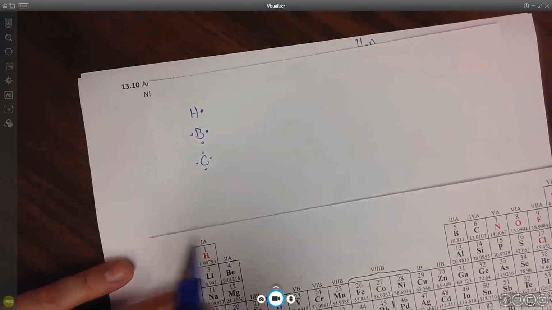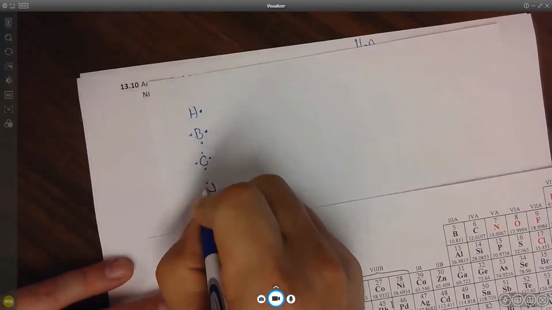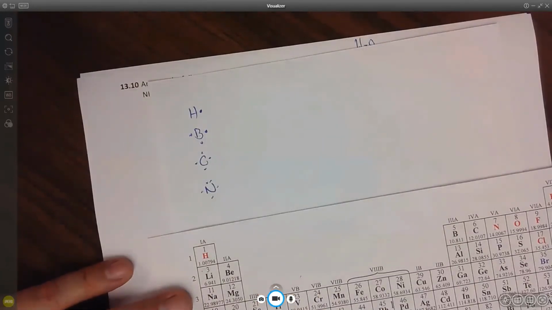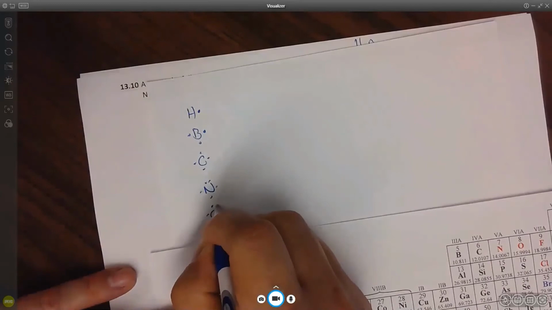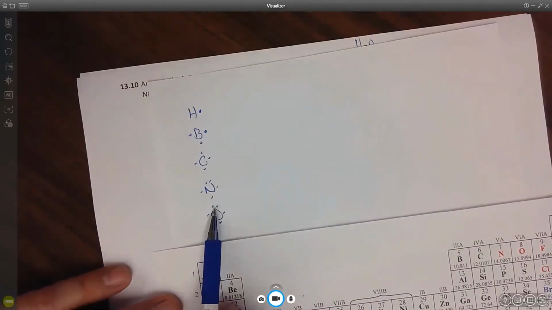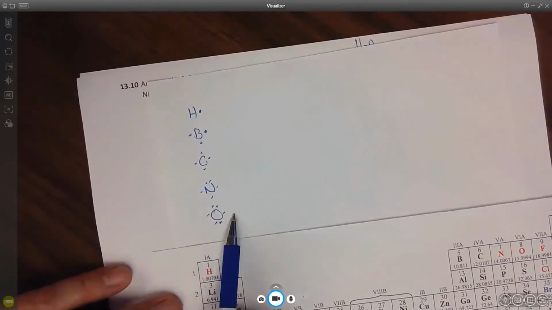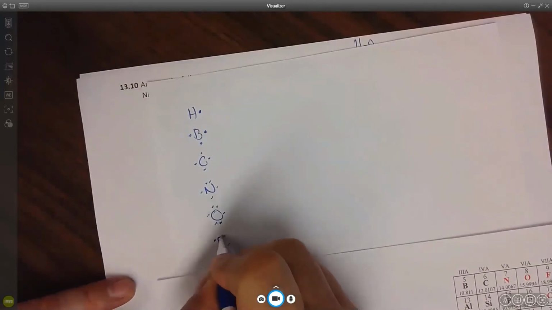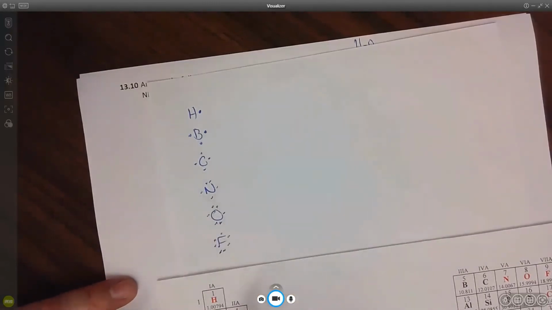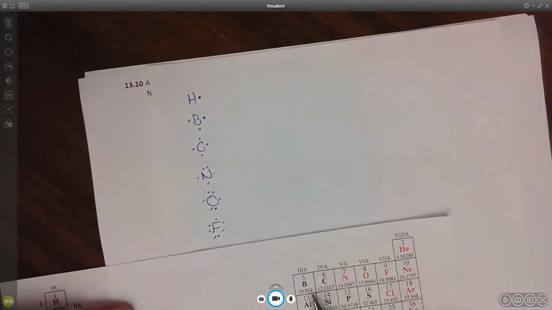Nitrogen, being in group 5, has 5 valence electrons. So 1, 2, 3, 4, 5. So you can see nitrogen is going to form 3 single bonds and have a set of lone pairs. Oxygen, being in group 6: 1, 2, 3, 4, 5, 6. You can see oxygen is going to have 2 sets of lone pairs, and it can form 2 single bonds or 1 double bond. Okay, and then fluorine, being in group 7, has 7 valence electrons: 1, 2, 3, 4, 5, 6, 7. So you can see that fluorine, and most halogens for that matter, are going to have 3 sets of lone pairs, and it's going to form 1 single bond. So this is the way the period 2 elements always behave, okay? That's the way these guys always behave.